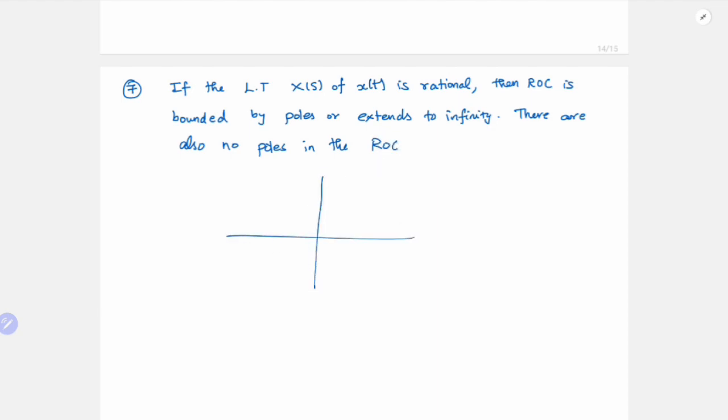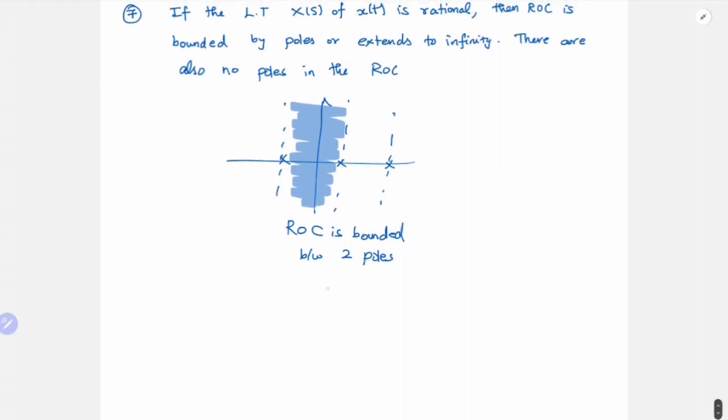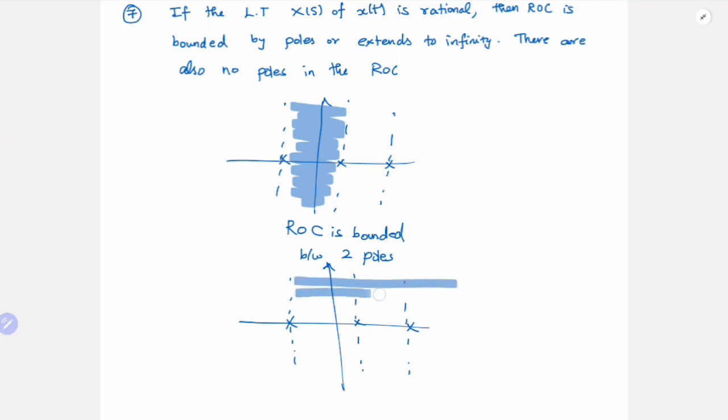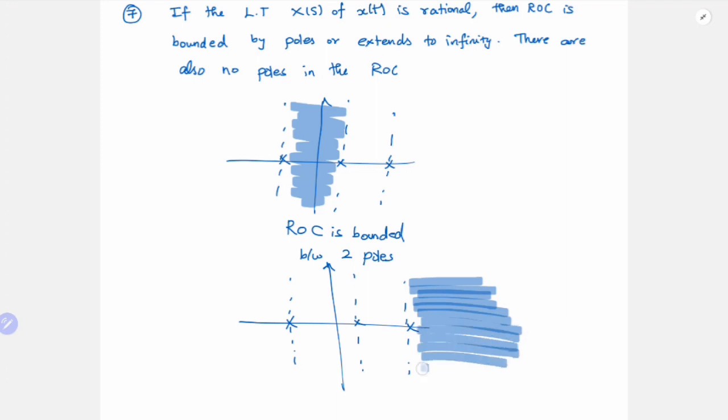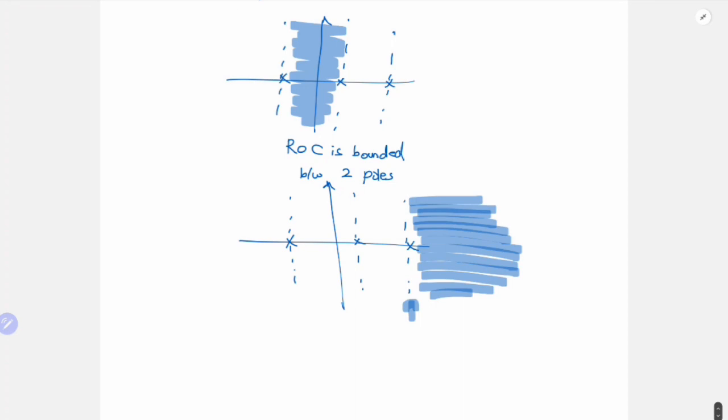What it means is, if you have the S-plane and some poles, your ROC is either bounded between two poles, let's say like this, or extends to infinity. So if you have the same three poles, it cannot have this region and extend to infinity, because then it would contain the poles, right? So how should it extend to infinity? It should extend from the last pole. Then only will it not contain any other poles.